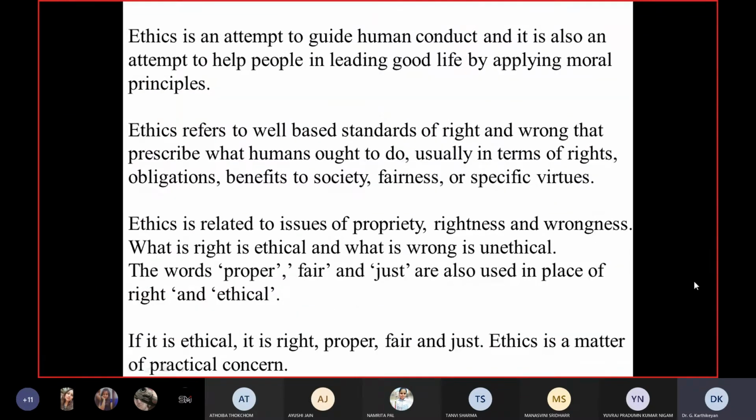All right. So ethics is an attempt to guide human conduct, and it is also an attempt to help people in leading a good life by applying moral principles. You could see ethics, morality, values, these are all closely interlinked with each other, right? So ethics refers to well-based standards of right and wrong that prescribe what humans ought to do in terms of rights, obligations, benefits to the society, fairness, or specific virtues.